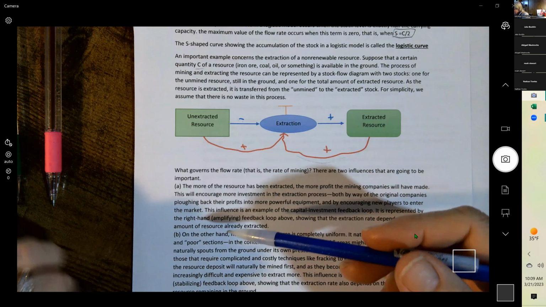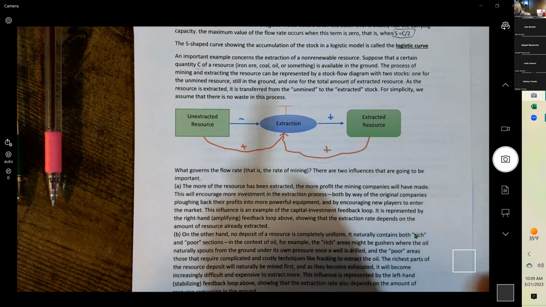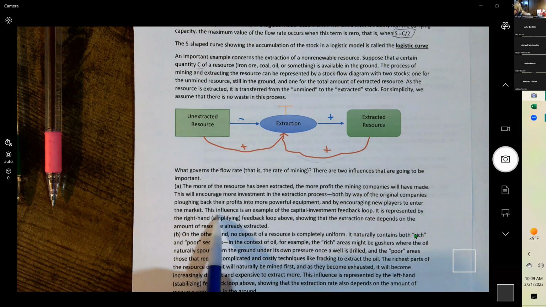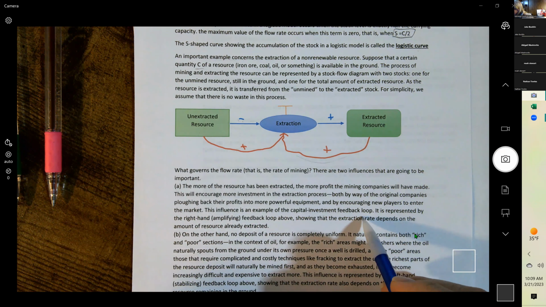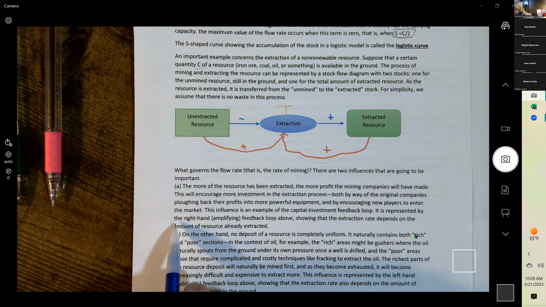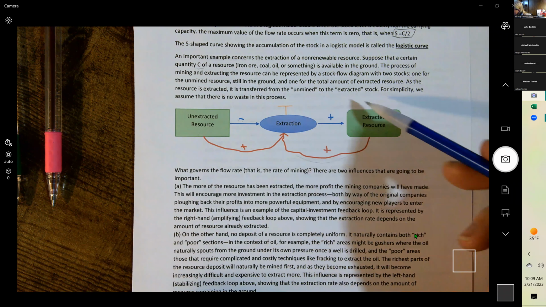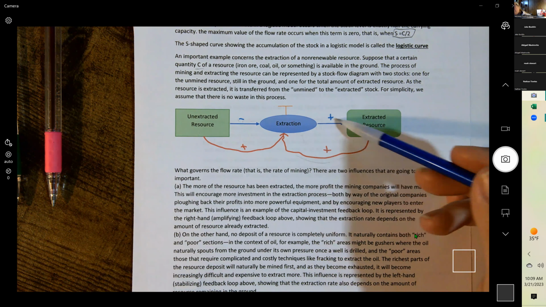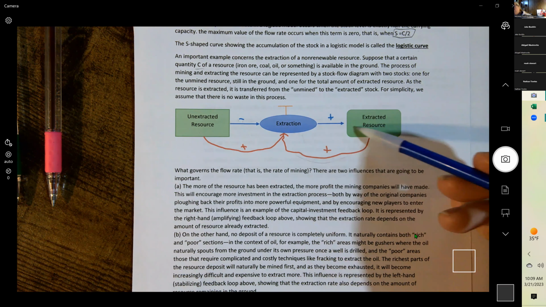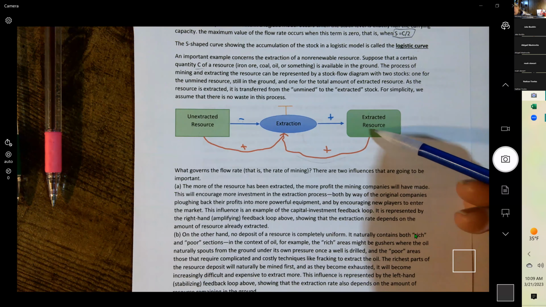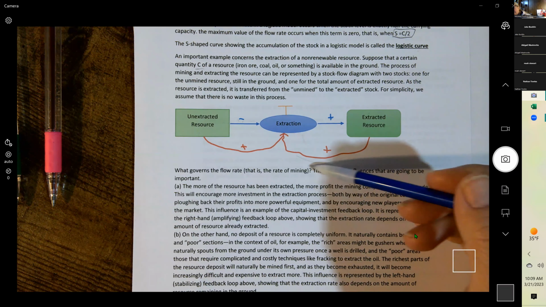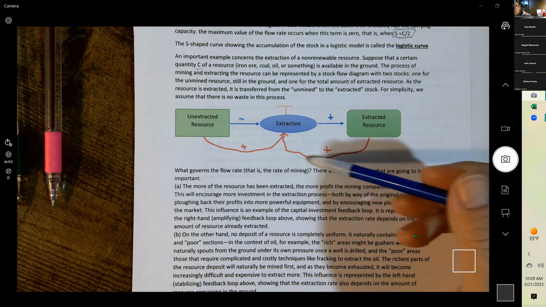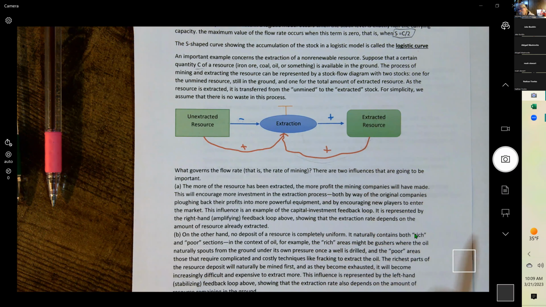And then on the other hand, it's encouraging new players to enter the market. This is an example of the capital investment feedback loop. It is represented by the right-hand amplifying feedback loop, this one, which, since there's no negatives, is amplifying. The more we take out, the more money we have, better resources, and we mine even more. And it just keeps amplifying.